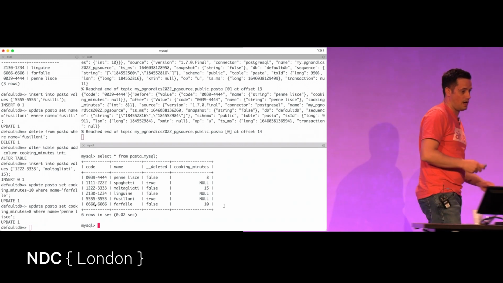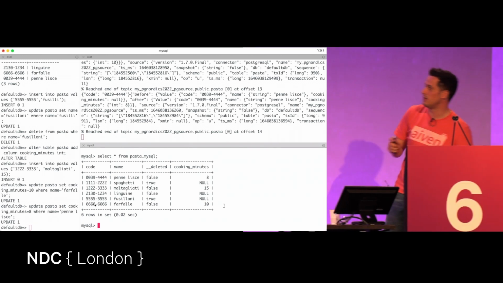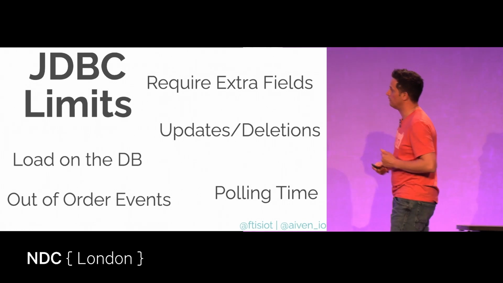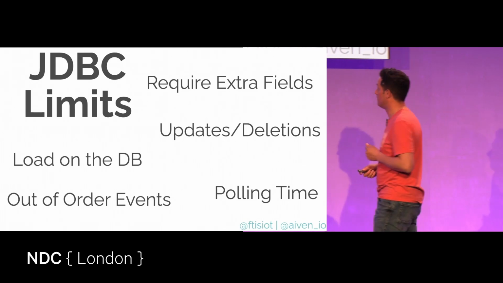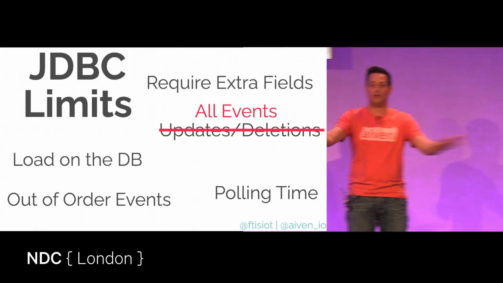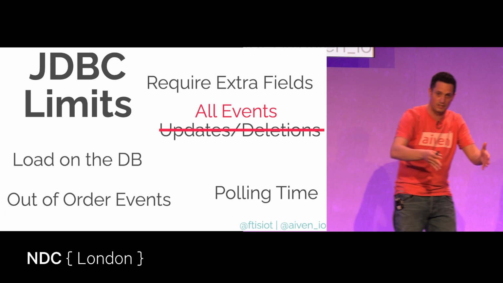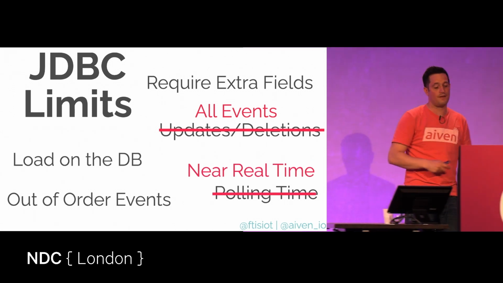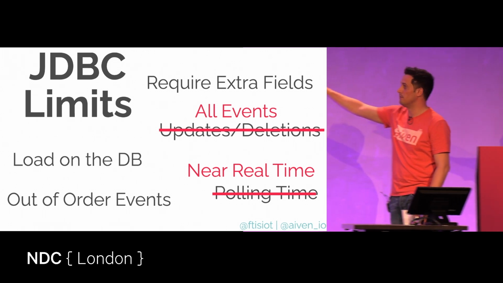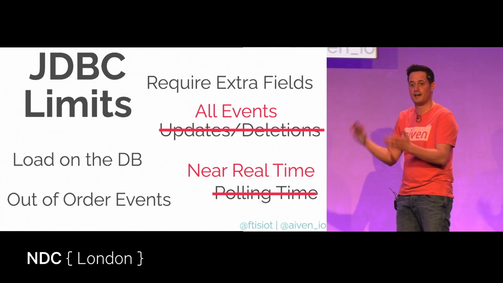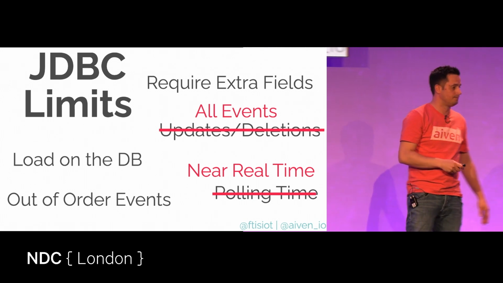So let's review now, as a final thing, the JDBC limits, or the query-based limits, and see how Debezium solves them. First of all, updates and deletions. We now can track all the changes happening, because they will be written in the log, and we are sourcing all events from the log. We don't have the concept of polling time anymore. We are in near real time. We don't have to worry about fast events. We can track everything.